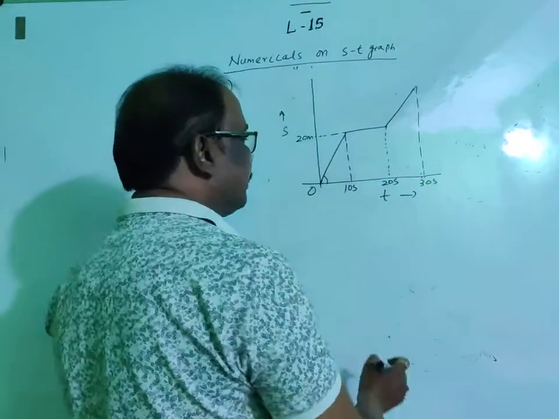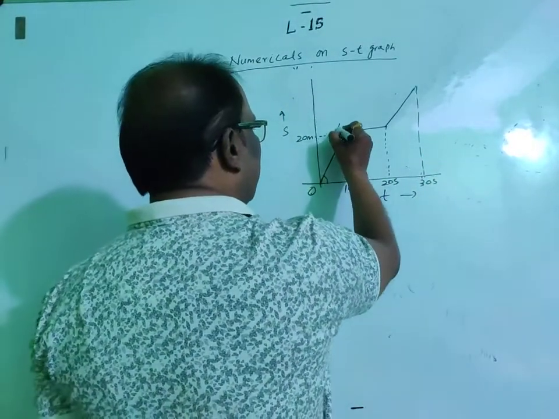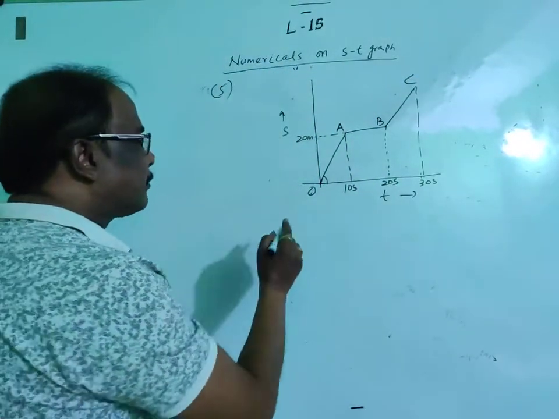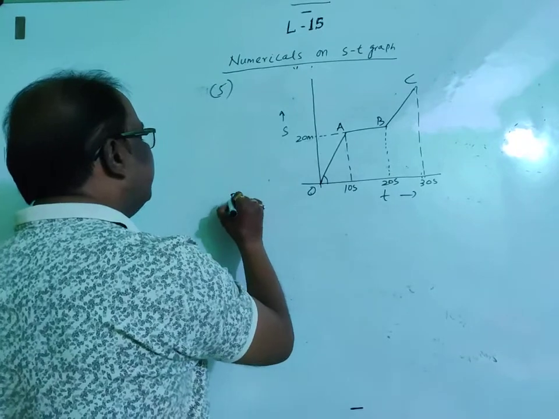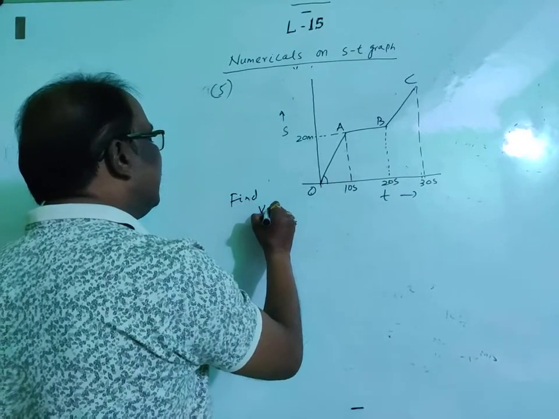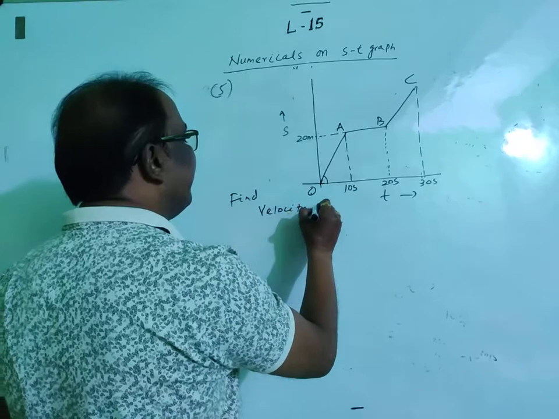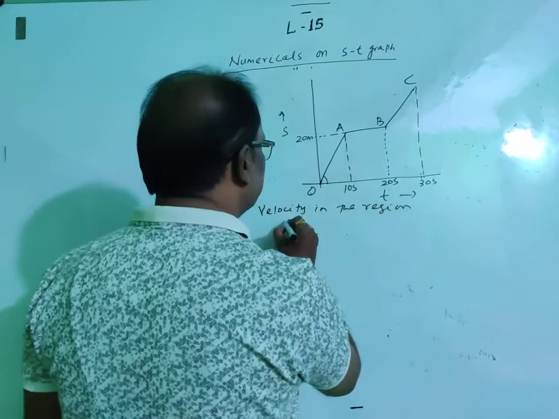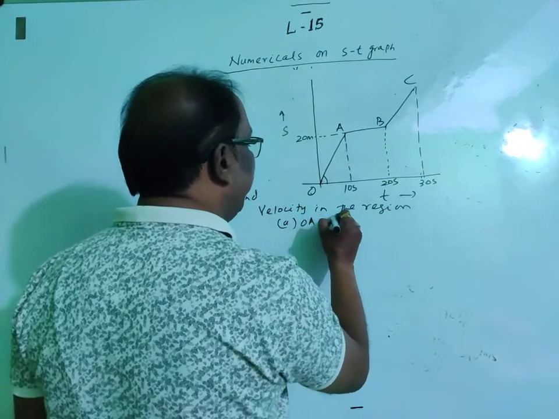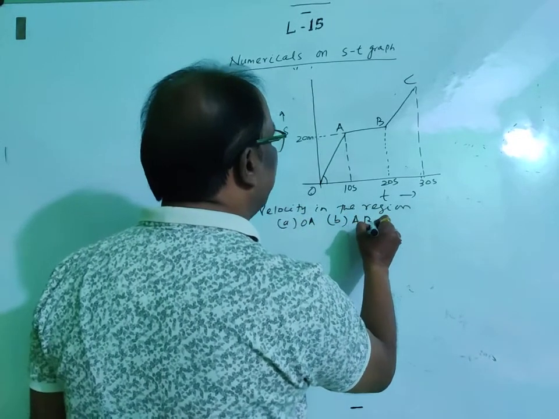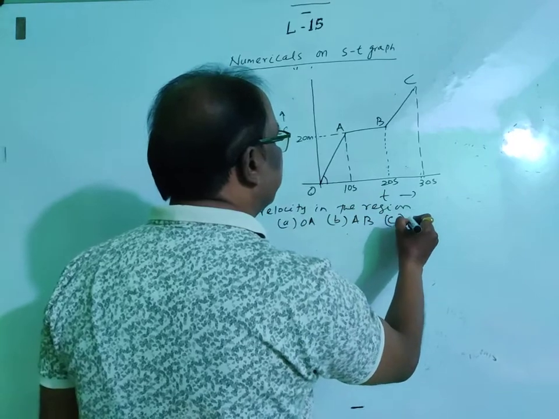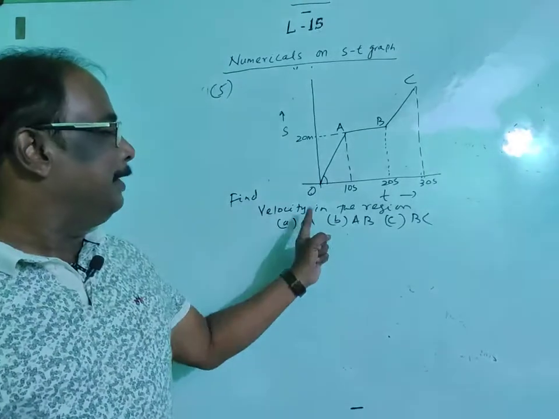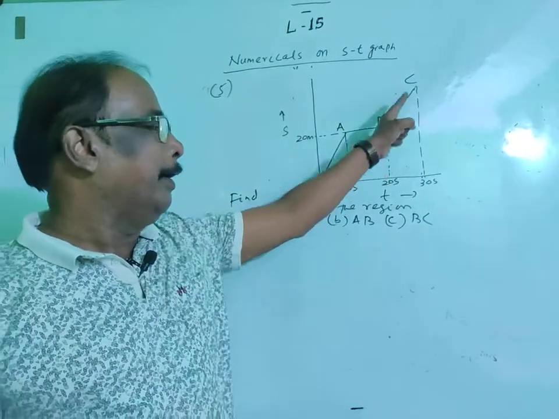This time is 30 seconds. This is O, this is A, this is B, this is C. Okay. Then it is asked, find velocity in the region. First bit OA, second bit AB, third bit BC. We have to find velocity in the given regions OA, AB and BC.